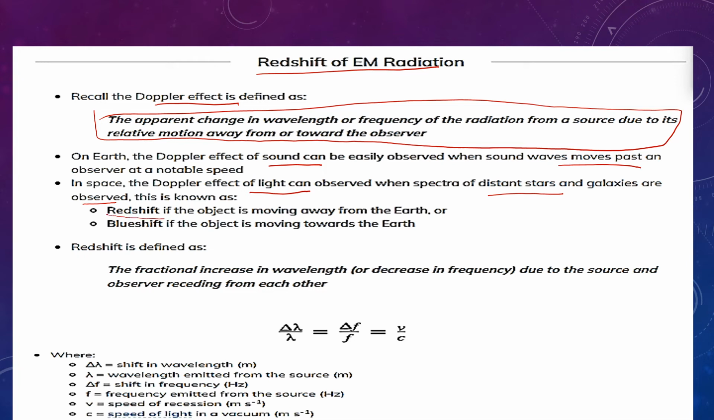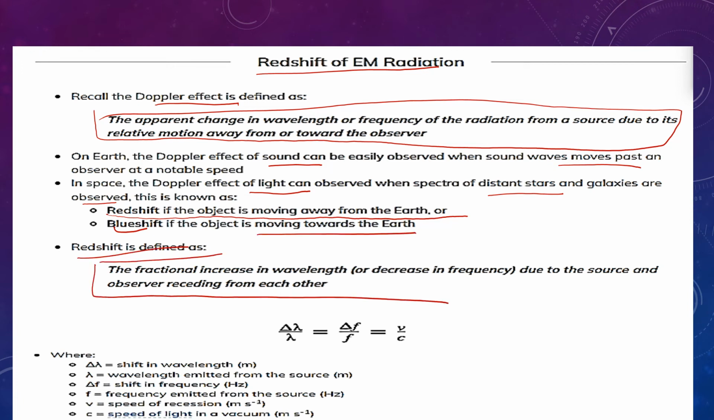So what is redshift? If the object is moving away from the Earth, then the whole spectrum made from the radiation coming from that galaxy would be shifted towards the red end, like in the previous slide. That means all the wavelengths are shifted towards the red end of the spectrum. It means the object is moving away from Earth. And if it is shifted towards the blue end, it means it is moving towards the Earth. So redshift is defined as the fractional increase in the wavelength due to source and observer receding from each other.